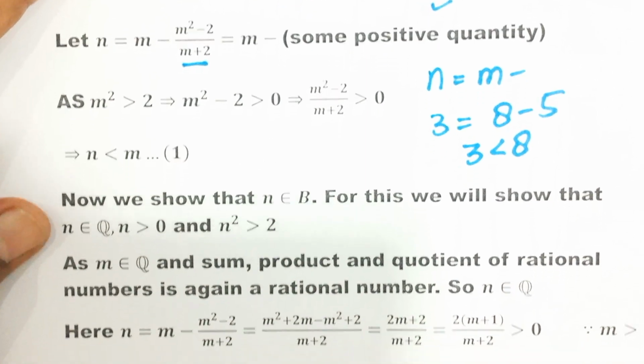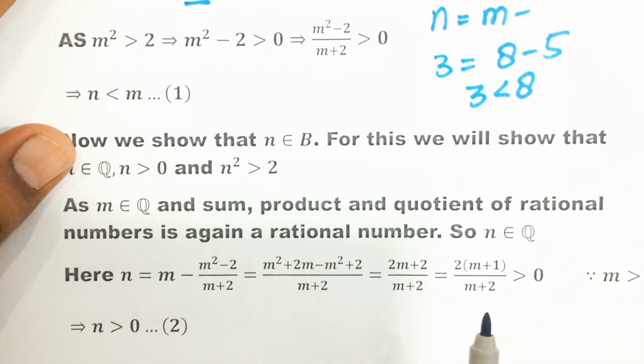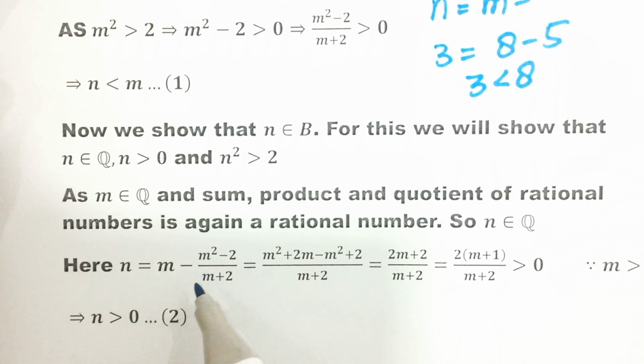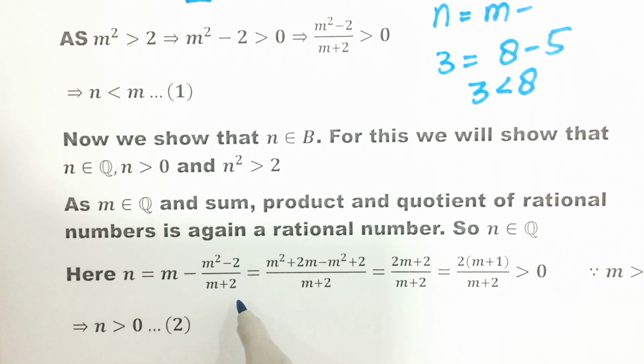So firstly we show that N is positive. Here we have defined N is equal to M minus (M square minus 2) over (M plus 2).